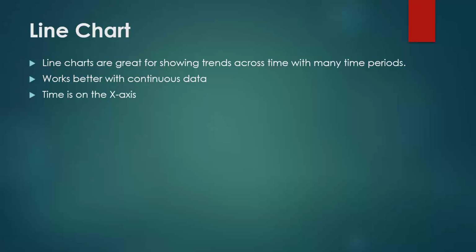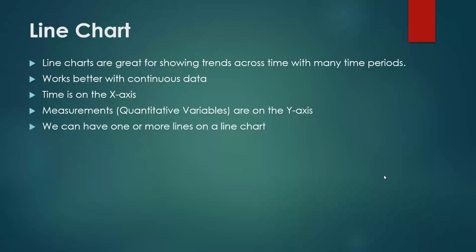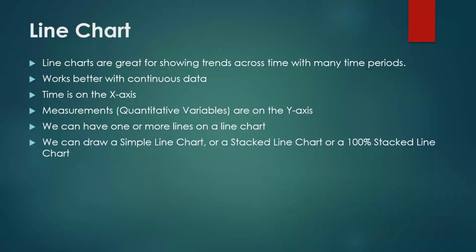So you put time on the x-axis, and then we have a quantitative variable, the measurement, that goes on the y-axis. You can have one quantitative variable, two, three, any number. If I have four quantitative variables, I will have four lines. We can draw either a simple line chart, that is just as many lines as there are variables, or a stacked line chart. This time the lines are stacked, or a 100% stacked line chart.